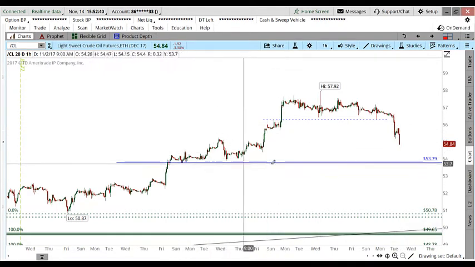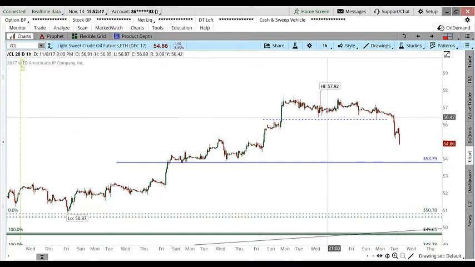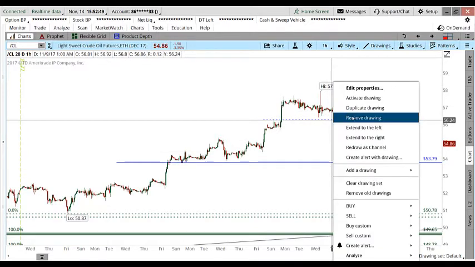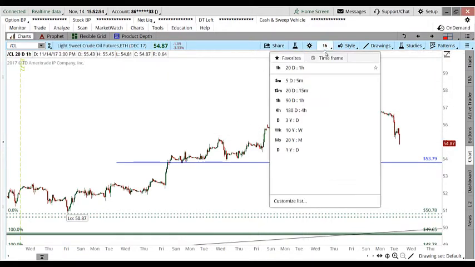This is really my next eventual target, back to this 53.79 region, and I think that this is where we could be headed next. Cha-ching on that one. Now, that being said, I got to get rid of this line. So this one is gone. It's no longer in my decision making.